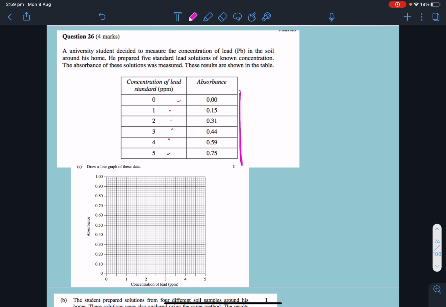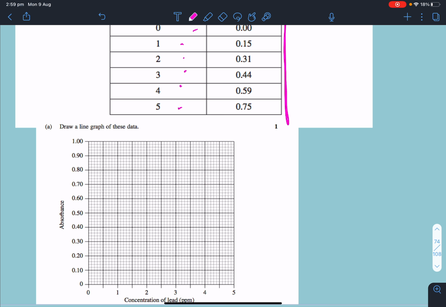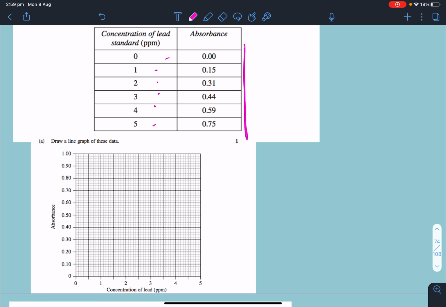Now we need to do a line graph. They've done our scale and all that. We just need to put our data points in there. So 0 was 0. That's good. 1 ppm was 0.15, which is about there. And then 2 ppm was 0.31, which is just above the 0.3. And 3 ppm was 0.44, which is right there. And 4 ppm was 0.59, so just under the 0.6. And 5 ppm was 0.75, which is just up here.